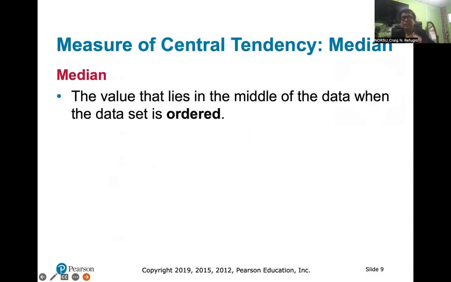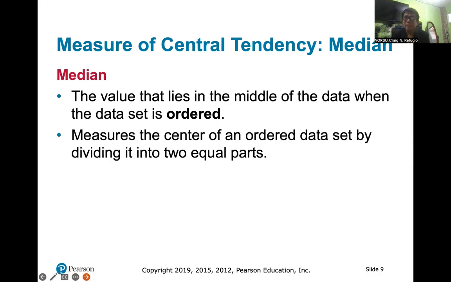In terms of median, it is the value that lies in the middle of the data when the data set is ordered. In the previous video, video number 1 about measures of central tendency, I mentioned that when you calculate the median, you have to arrange first the data from lowest to the highest, or from the highest to the lowest one. So we classify that one as ordered data, and it measures the center of an ordered data set by dividing it into 2 equal parts. So you get the middle portion, the middle value, and divide that into 2 equal parts.